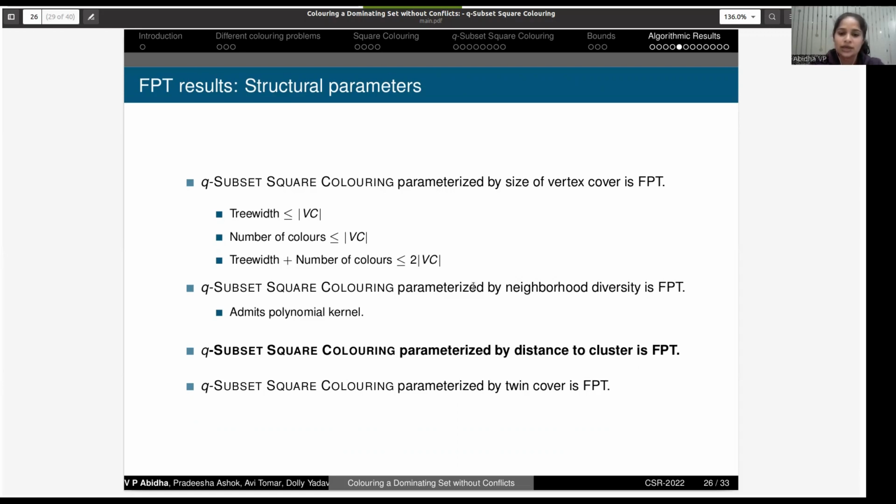And now we can consider a parameter which is less than the size of the vertex cover, that is distance to cluster. Q subset square coloring parameterized by distance to cluster is FPT. We can look at it in detail later. Now we can consider another parameter, that is twin cover, which lies in between the distance to cluster and the size of the vertex cover. And we are getting a better running time compared to distance to cluster.